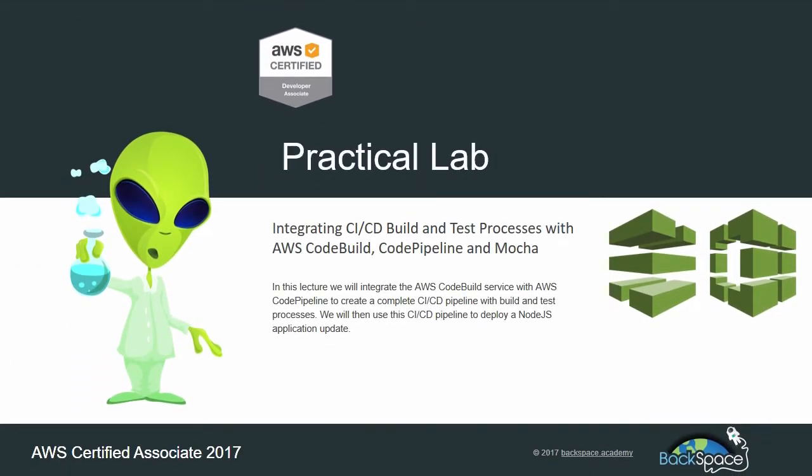And welcome back to BackSpace Academy. In this lab, we're going to extend our CI/CD pipeline, and we're going to integrate build and test processes into it. And we're going to use AWS CodeBuild to do that. And we're also going to take advantage of the Mocha.js framework so that we can test our code as well and make sure that we're not deploying our Node.js applications with any errors.